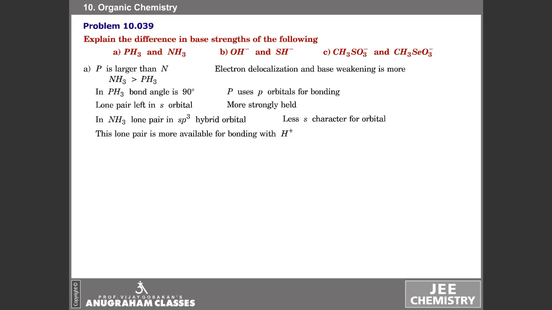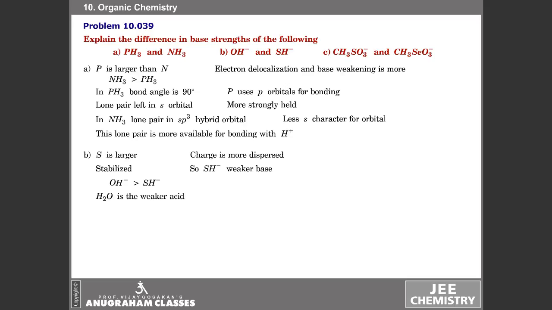In hydroxide and SH minus, oxygen and sulfur belong to the same group in the periodic table. Sulfur is larger, and therefore there is greater charge dispersal or delocalization. Since SH minus is more stabilized, this makes SH minus a weaker base. Therefore, hydroxide is a stronger base than SH minus. The consequence is its conjugate acid, water, is a weaker acid than hydrogen sulfide.